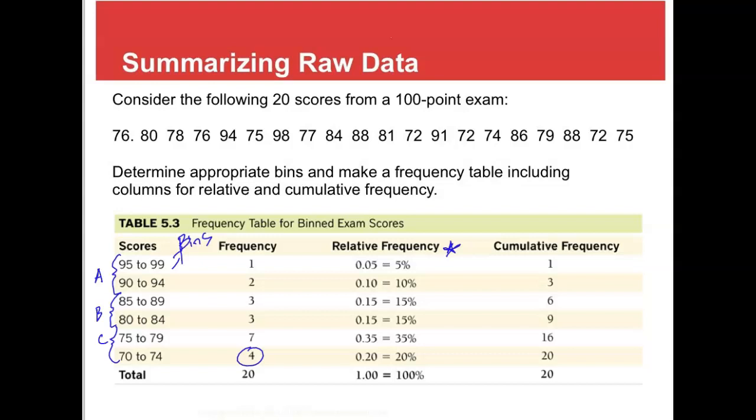So how many people got an A? 3. How many people got a B? 6. How many people got a C? 11. And then I could look at the relative frequency, so that's 3 out of 20. This is 15% got an A. That means 30% got a B. That means 65% got a C.